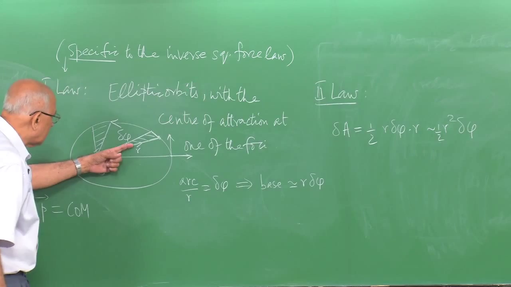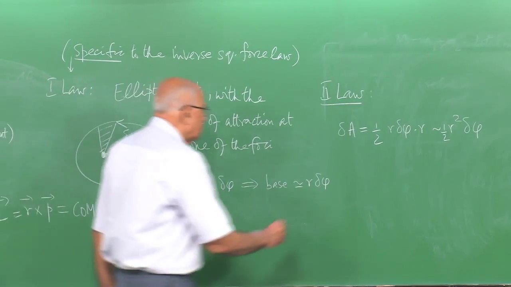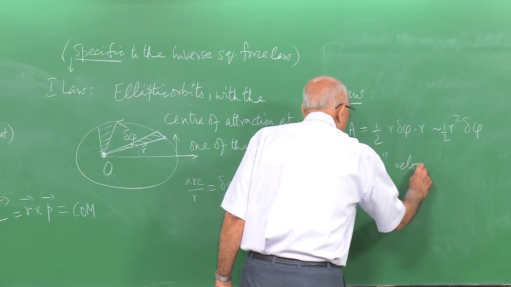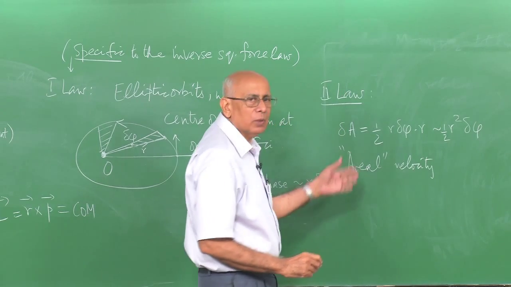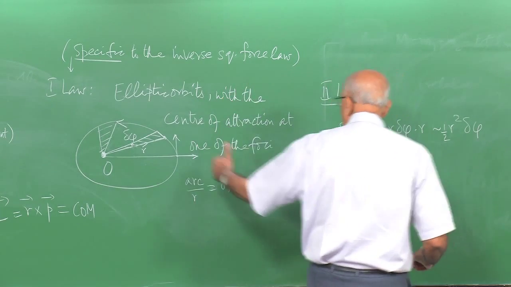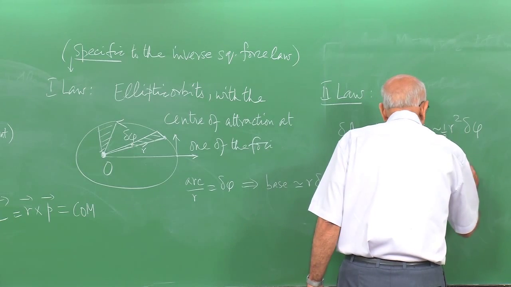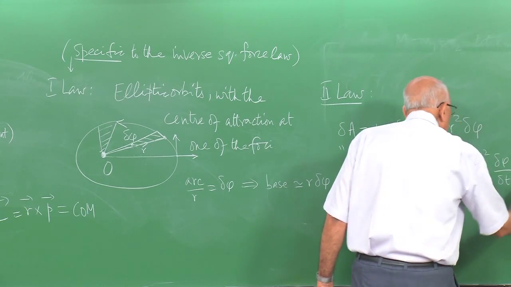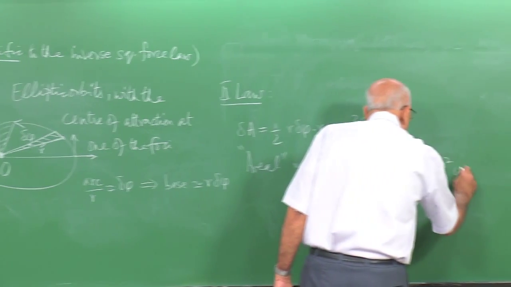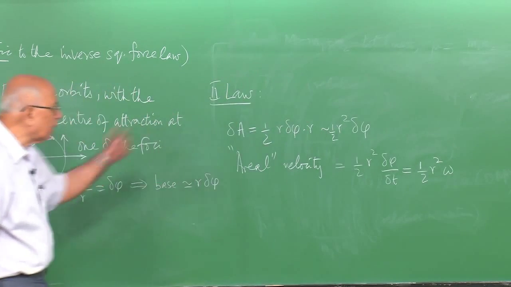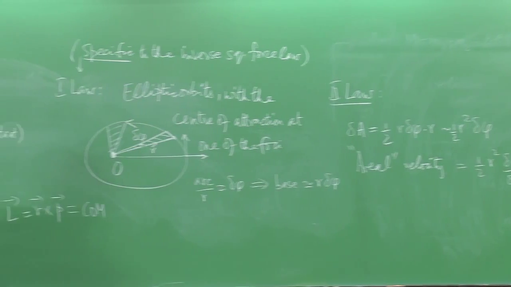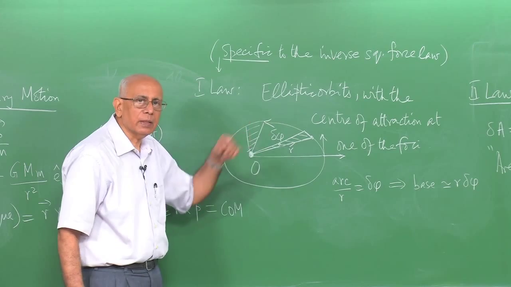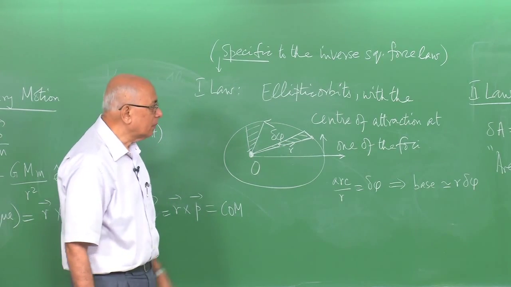The rate of change of this area, the areal velocity, I should say areal speed actually, because it's not a vector. The area element is a vector, though we can associate a direction with it. This is equal to 1/2 r squared delta phi over delta t, which is equal to 1/2 r squared times the angular speed omega, which is delta phi over delta t. So it's really saying that the angular speed multiplied by the square of the instantaneous radius vector is a constant in time. That's what it's saying.